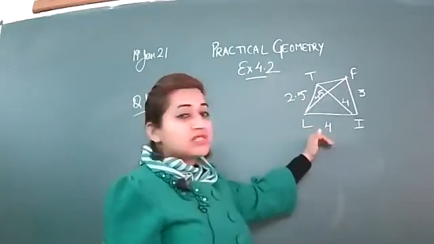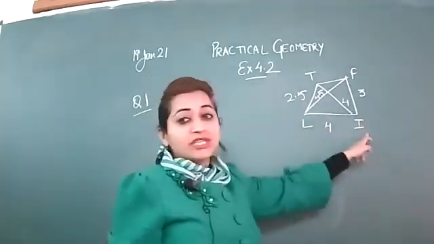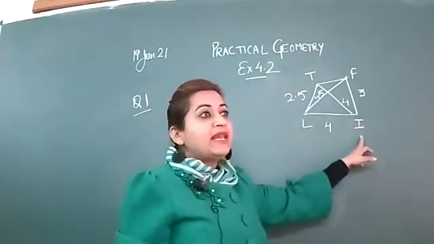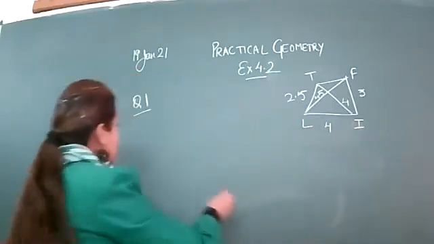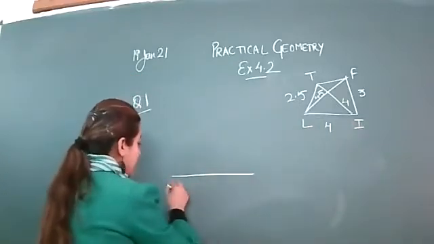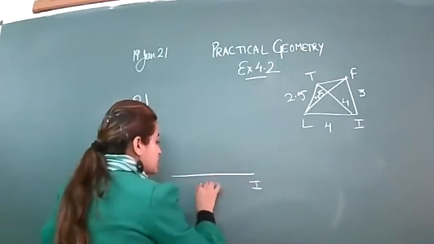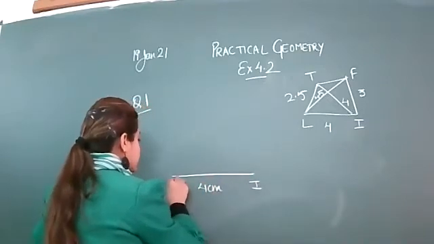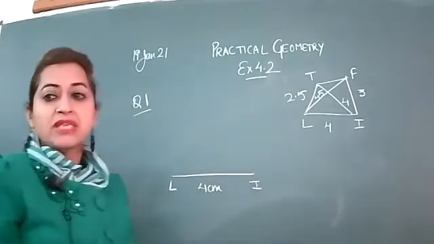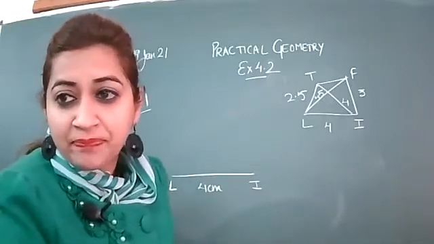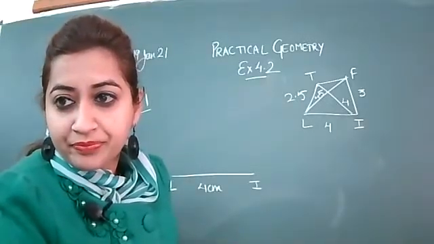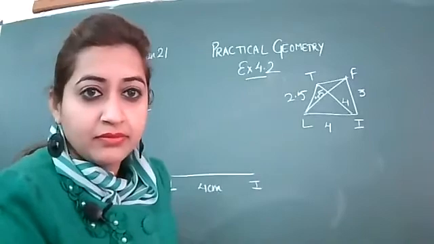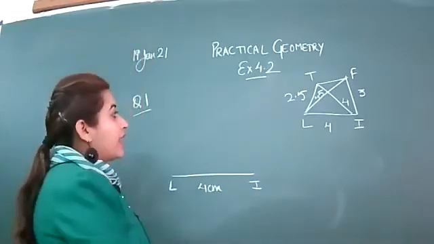So firstly, let's start from the base. Firstly, you will draw the base, that is LI as 4 centimeter. So draw here your base LI, that is 4 centimeter. Start this beta. Firstly, draw the base with the help of pencil and scale. Firstly, you will draw the triangle.